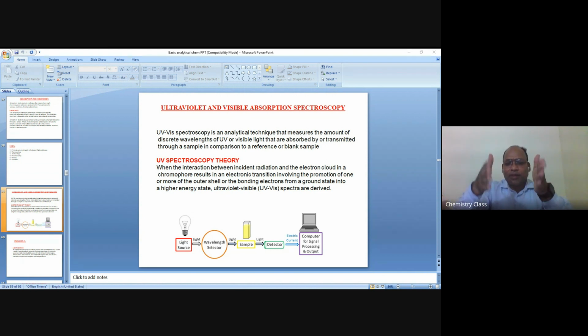So there is a range in nanometers for the visible region, and how many nanometers there are for the UV and all those things. On the basis of that we can calculate.